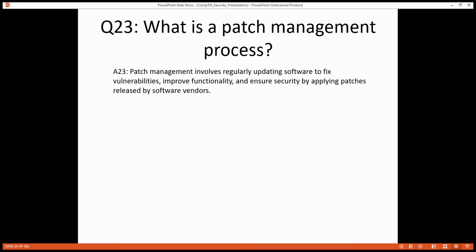Q23. What is a patch management process? A23. Patch management involves regularly updating software to fix vulnerabilities, improve functionality, and ensure security by applying patches released by software vendors.